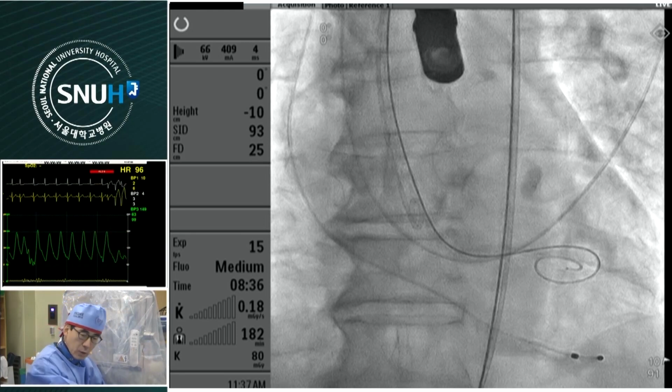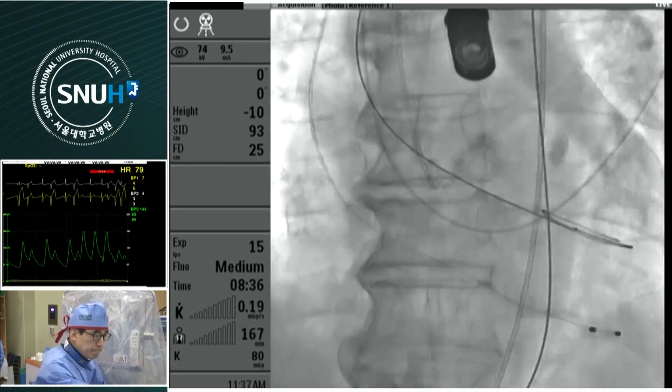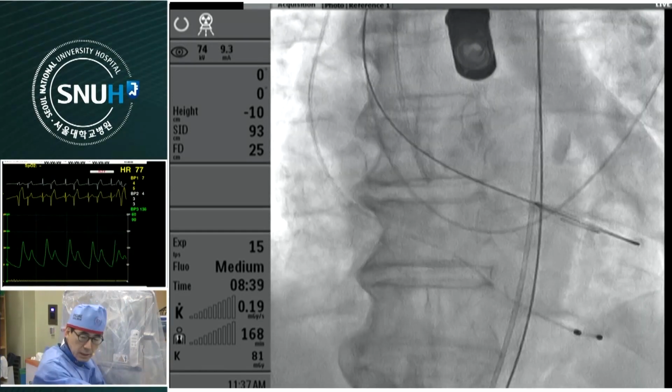Okay. Another advantage of the LOTUS system is that the patient is hemodynamically stable during the system push, and while we deploy the LOTUS valve.